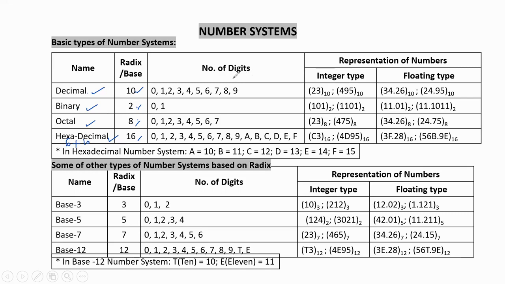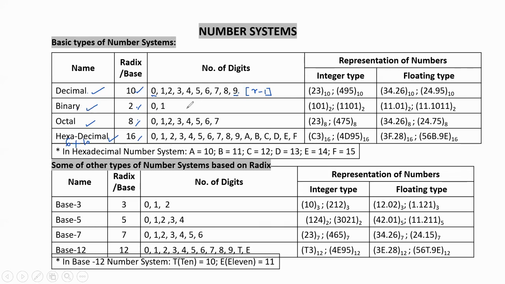Now we should see the number of digits used for each number system. Here, as the radix value is 10, the total number of digits is 10, starting with 0 and ending with 9. 9 means the radix value minus 1. It should be represented as r minus 1. R is the radix value, 10. 10 minus 1 means 9. Now the total number of digits is 10, starting with 0, ending with 9.